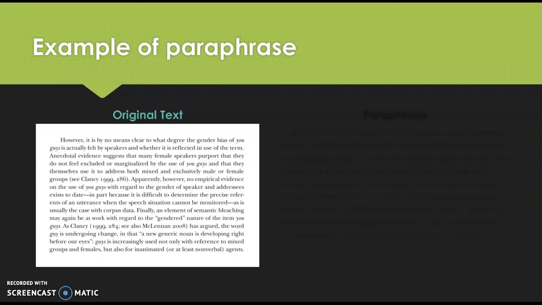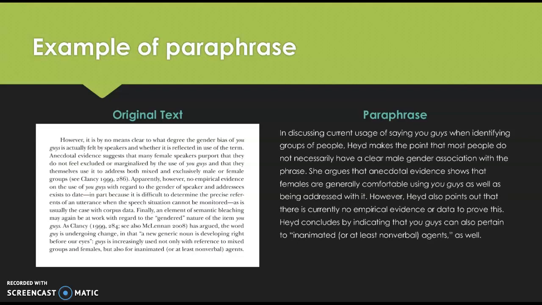Maybe you got the basic idea behind this paragraph, maybe you didn't. But here's a paraphrase of this paragraph which might make it a little clearer. In discussing current usage of saying "you guys" when identifying groups of people, Haid makes the point that most people do not necessarily have a clear male gender association with the phrase. She argues that anecdotal evidence shows that females are generally comfortable using "you guys" as well as being addressed with it. However, Haid also points out that there is currently no empirical evidence or data to prove this. Haid concludes by indicating that "you guys" can also pertain to inanimated or at least nonverbal agents as well.